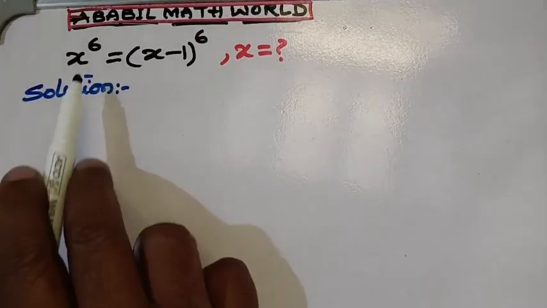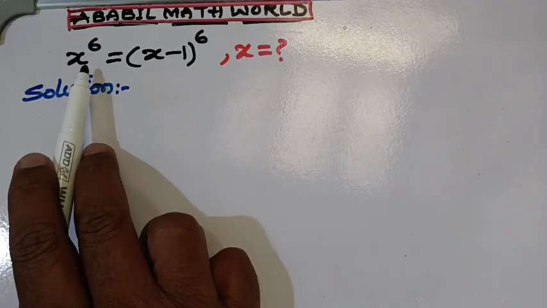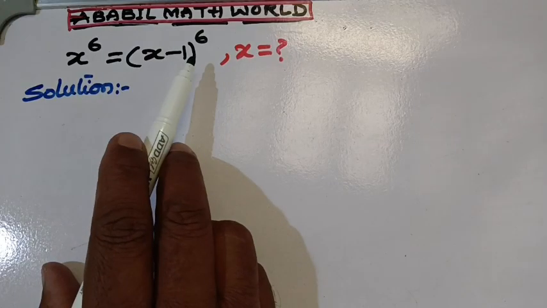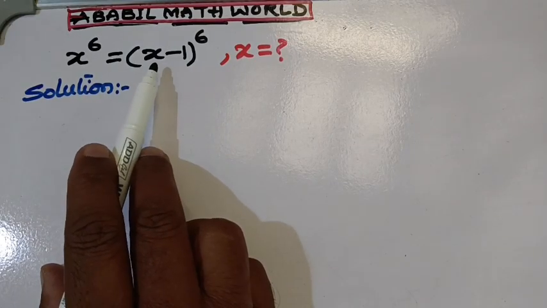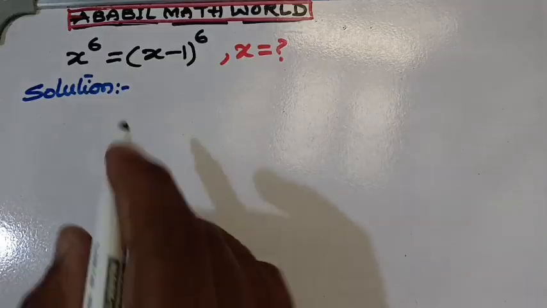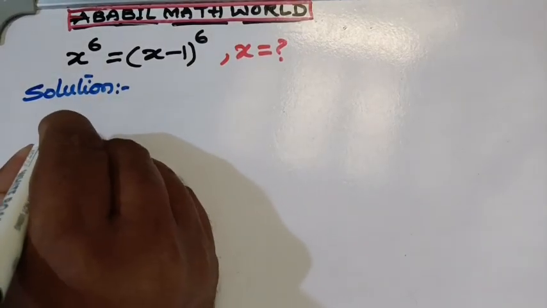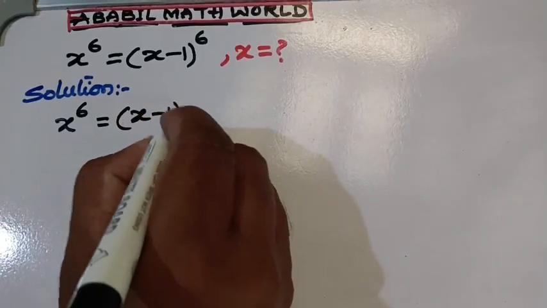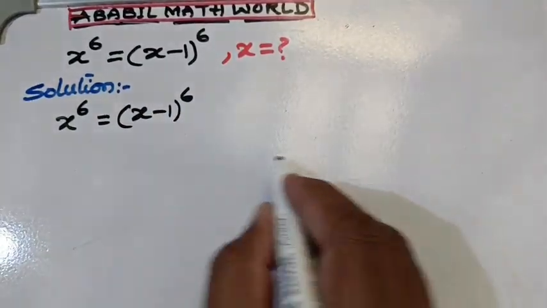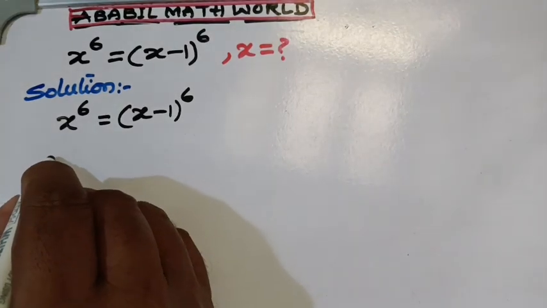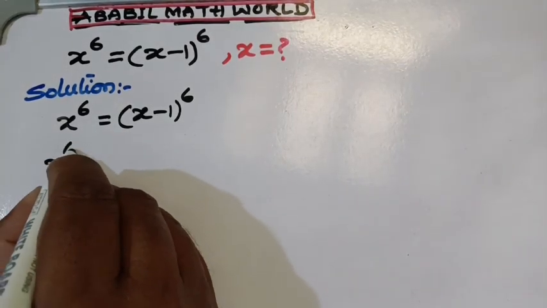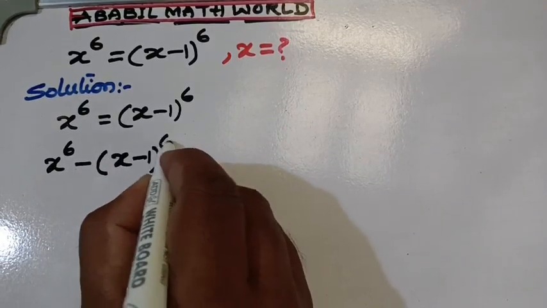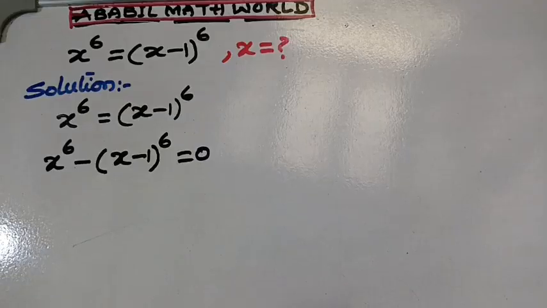Today we are going to solve a problem relating to the polynomial equation x to the power of 6 is equal to (x minus 1) to the power of 6, and we have to find the solutions to this problem. So here we try to solve it. So here it is, x to the power of 6 is equal to (x minus 1) to the power of 6. Bringing the right hand side to the left hand side, x to the power of 6 minus (x minus 1) to the power of 6 is equal to 0.